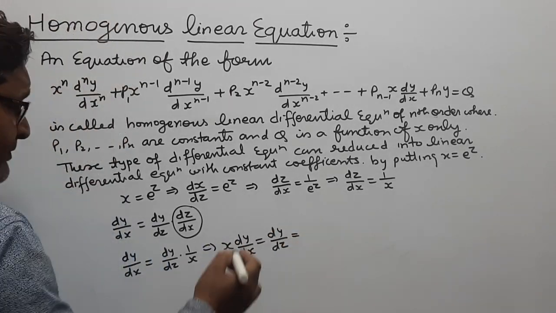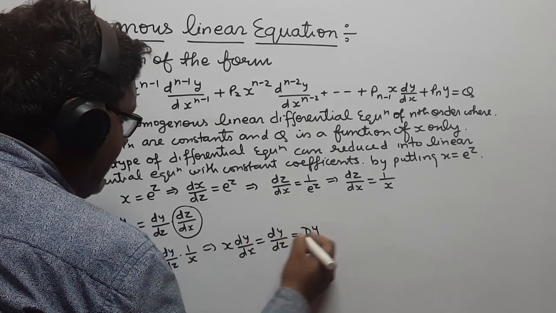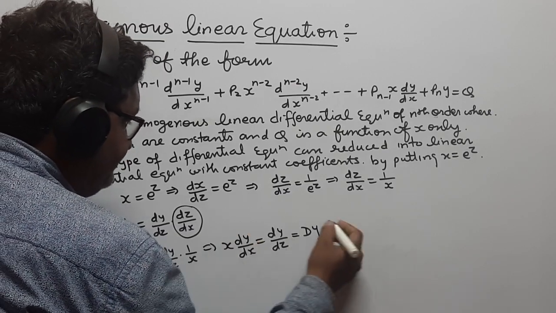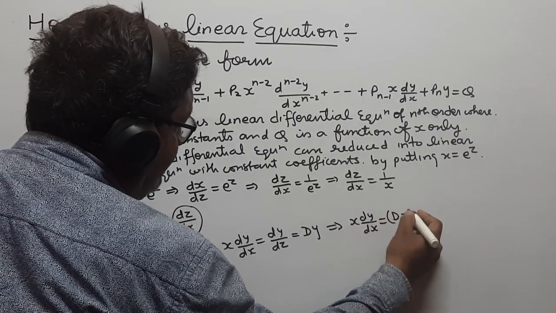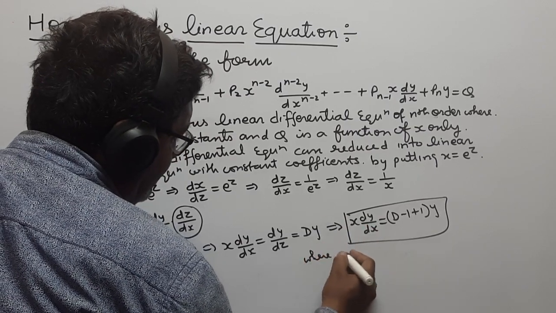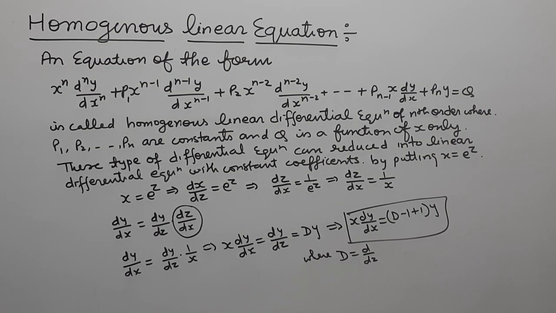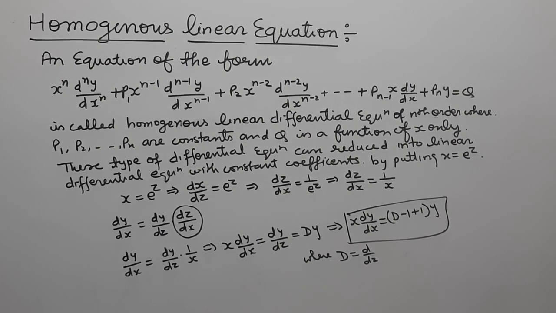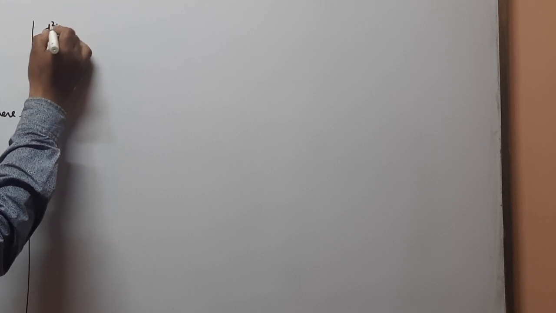And if we suppose this d by dz is equal to capital D, so this can be written as x dy by dx is equal to D y, or we can also write it as (D minus 1 plus 1) y, where this capital D is equal to d by dz. Now we find the second order derivative of y with respect to x, that is d2y by dx2, in terms of d by dz.